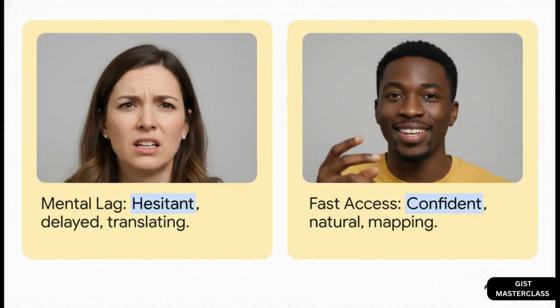And why does this matter so much? Because fluency is all about fast access to meaning. When you translate, you suffer from that horrible mental lag, that hesitation that completely kills your rhythm. But when you use semantic mapping and store English by meaning, you eliminate the mental lag entirely. You get fast access, you sound confident, you sound natural, and you totally get your rhythm back.